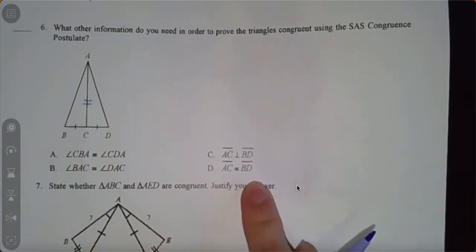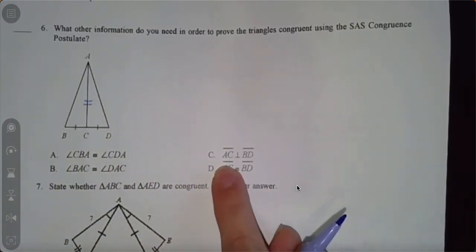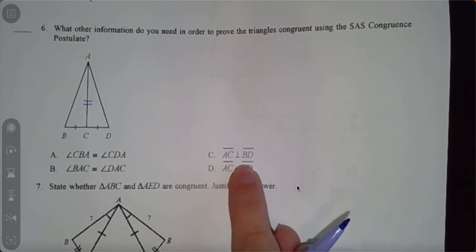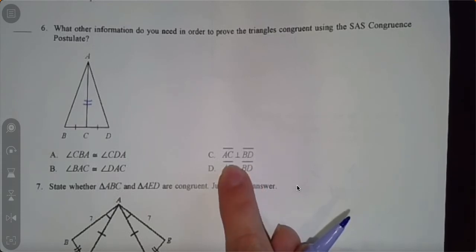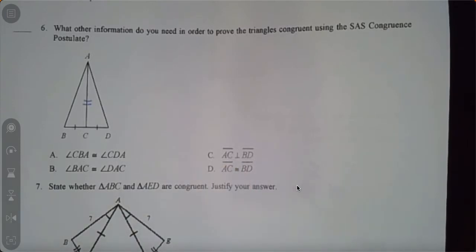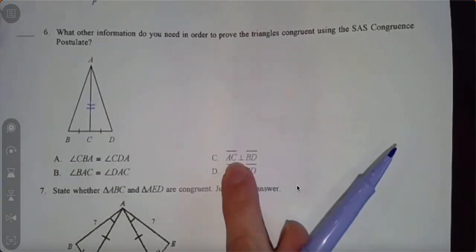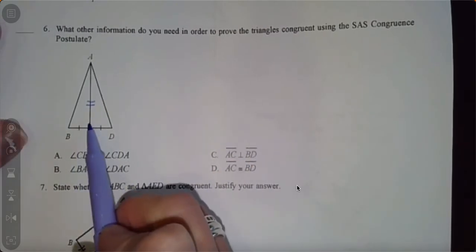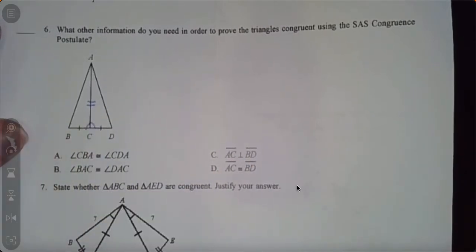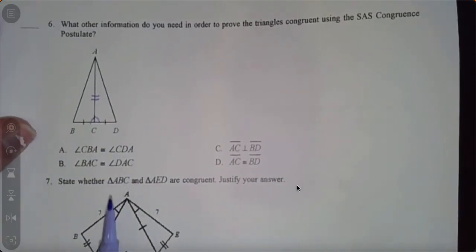So let's look over here. What does it mean if AC is perpendicular to BD? What does it mean about those two angles? Is it a right angle? They would be 90 degrees. Does that make them equal? So it's C. Who said they put C? That was correct. It's C because I was looking for something to say that these two angles are equal. That's what I'm looking for.